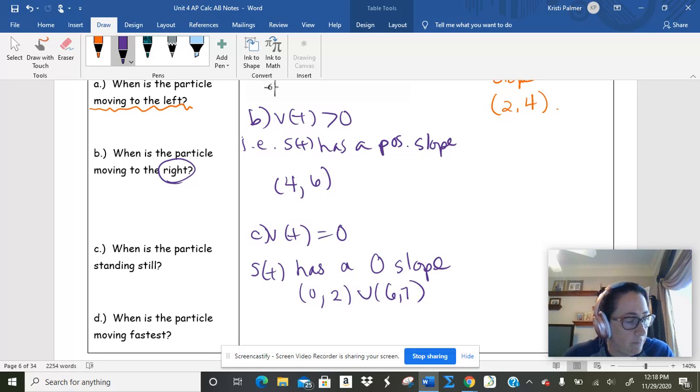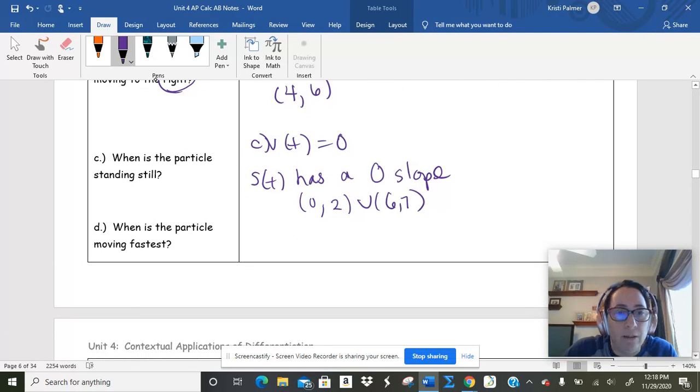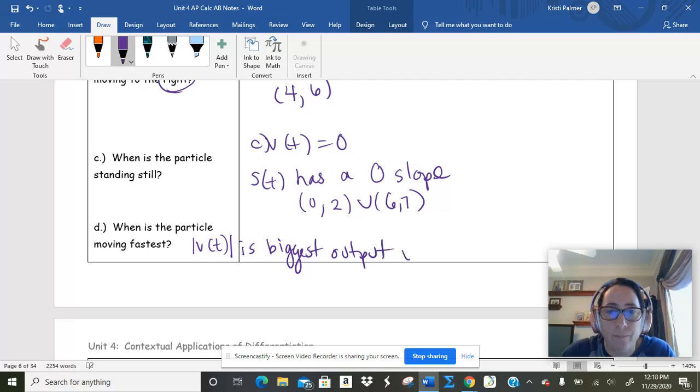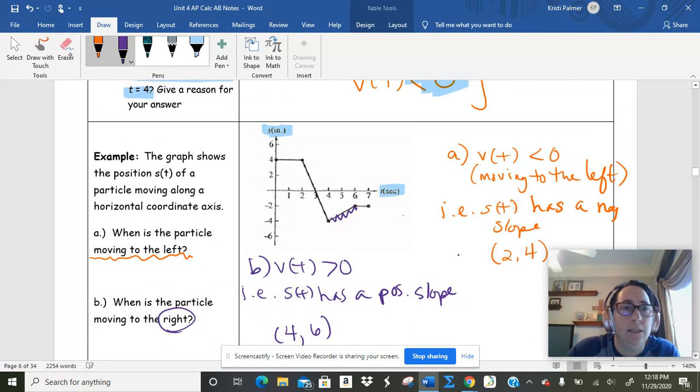And lastly, when is the particle moving the fastest? Well, we are moving the fastest when speed is the biggest. So if I look at this, this gave me the position function. So the first thing I'm going to do is find all these slopes and make a velocity function. I'm going to make it in purple. So this guy has a slope of 0, not differentiable at these edges.